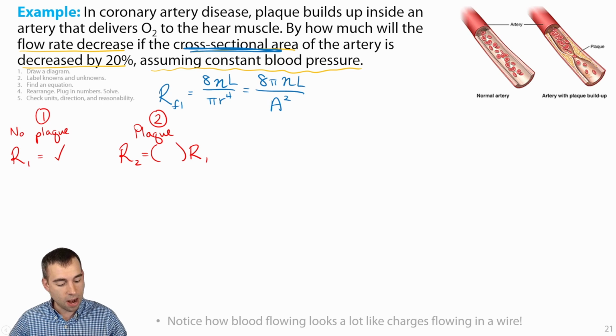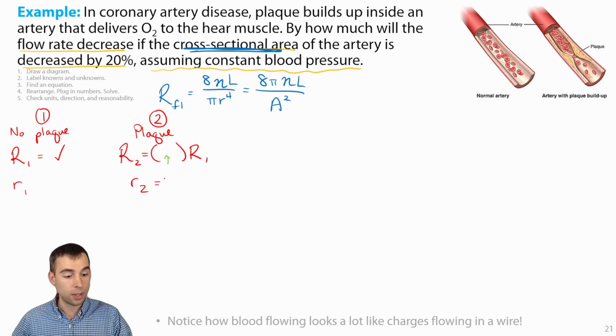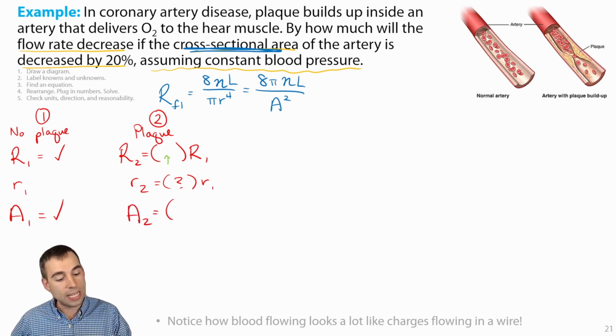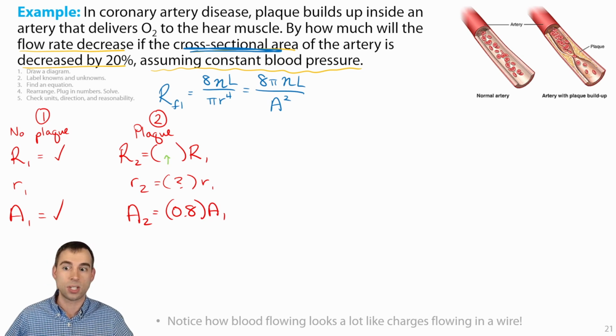We're going to try to figure out what goes in that ratio, what that coefficient is. And I don't know exactly how R1 compares to R2. That also is not clear to me yet, but I do know one thing about the area. If I just say it arbitrarily is some area without the plaque, I know that in the second situation, the area will be 0.8 times what the area was in the first situation.